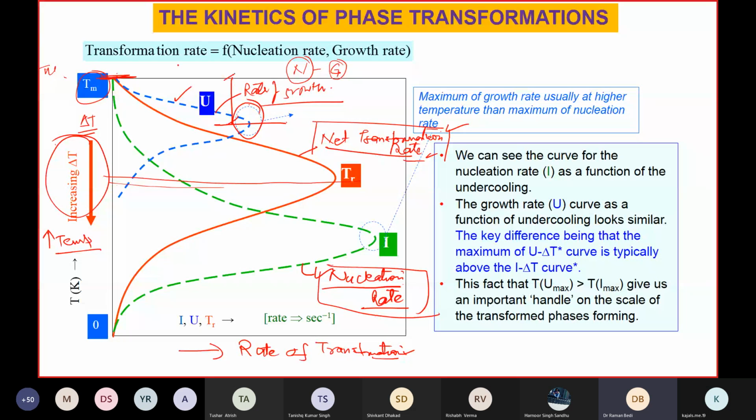This melting point is replaced by what we call the eutectoid temperature in the case of our steels, and that is where we will use this concept: when you start cooling steel below the eutectoid temperature, when the delta T is less, the growth rate is maximum. When you have more delta T, when you keep on lowering the temperature, nucleation rate will be maximum at lower values, and the net transformation rate will be governed by this red curve here, which achieves a maximum value somewhere midway. So this is the basic concept.